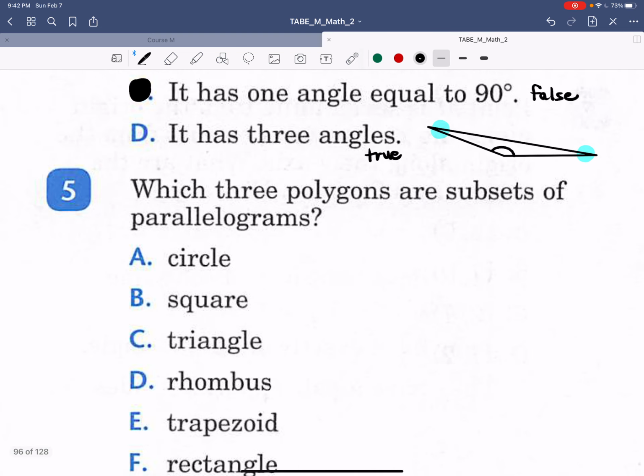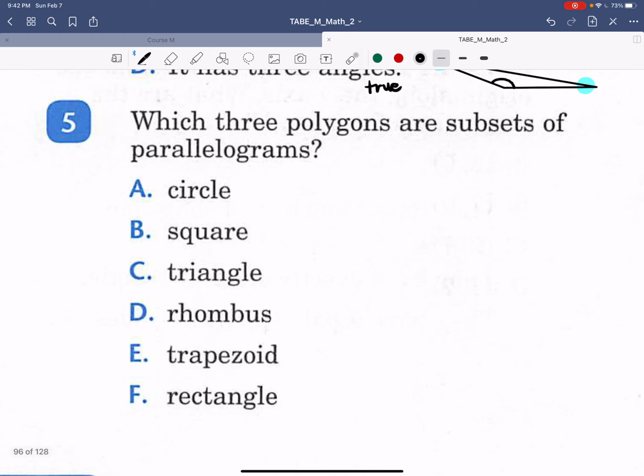Number 5. Which 3 polygons are subsets of parallelograms? Now remember what parallelogram means. A parallelogram must have 2 sets of parallel lines. It is a 4-sided shape because it has 2 sets of parallel lines, and 2 times 2 is 4.